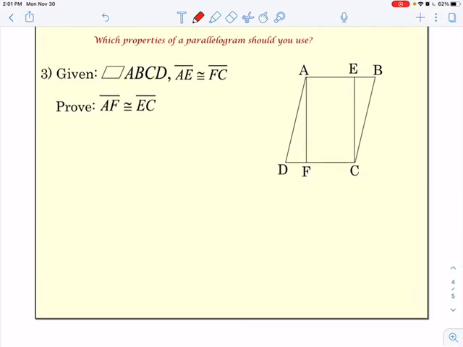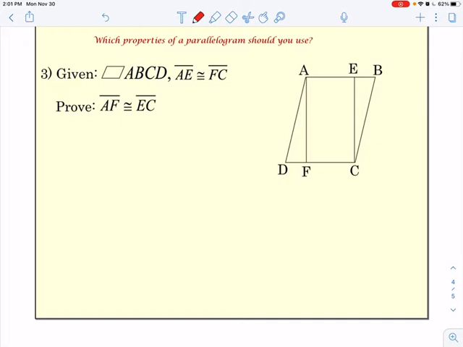For 3, now this time around, we're given the parallelogram. So if we're given a parallelogram, we can use the properties of a parallelogram inside of a proof. Kind of like if they give you perpendicular lines, we can use that inside of a proof and say that perpendicular lines form right angles. We can do the same thing with the parallelogram. We can use those properties as reasons.